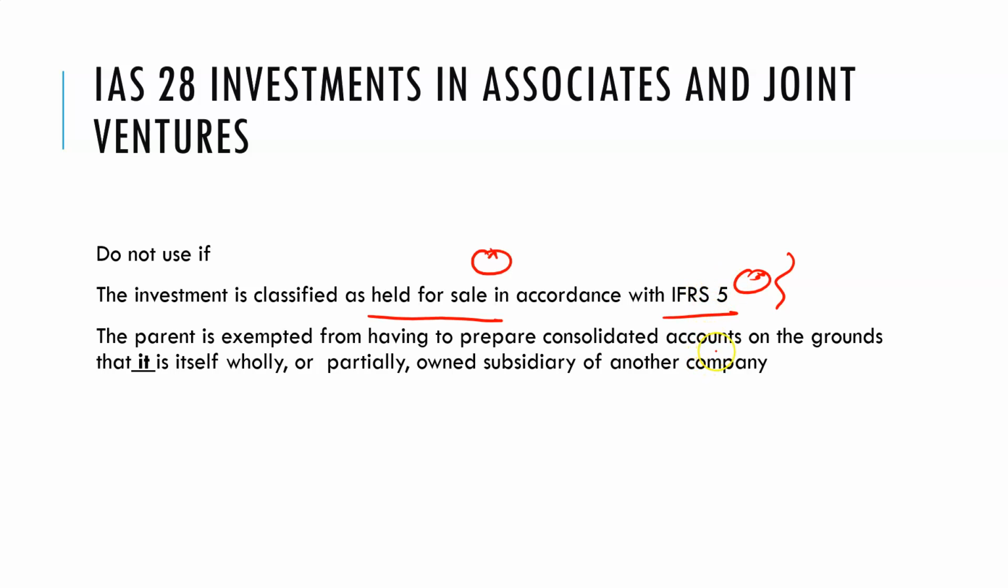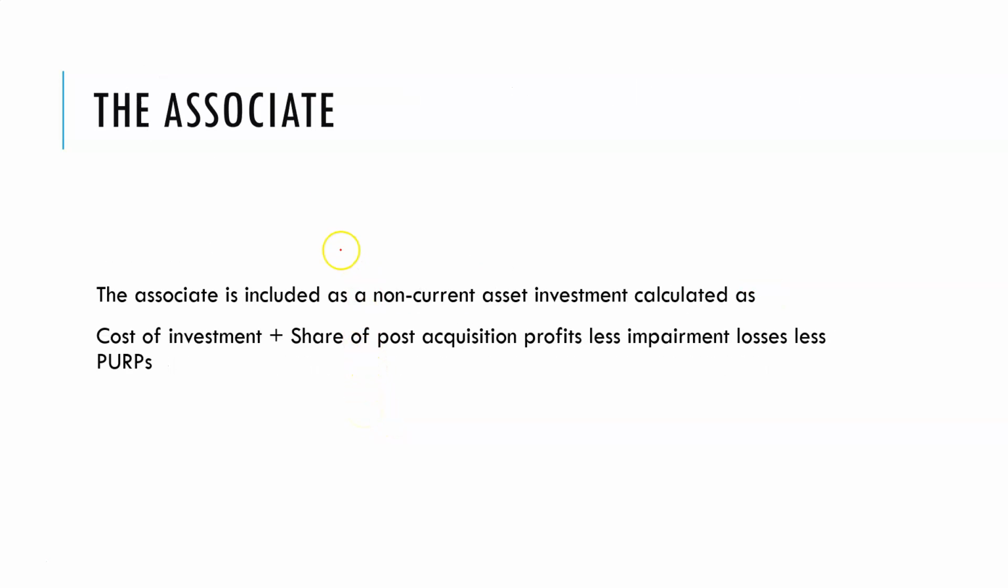And if the company that we're dealing with is a subsidiary, so to speak, or partially owned by another company, then we don't need to deal with the associate. The head parent will deal with the entire grouping of the whole thing.